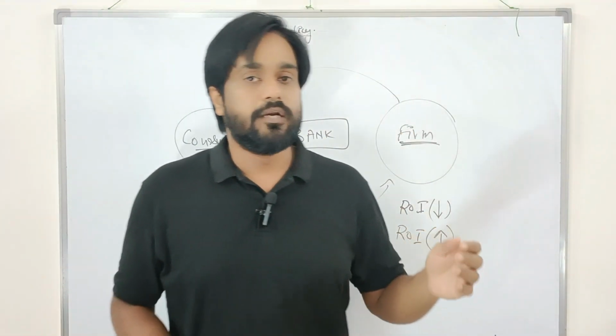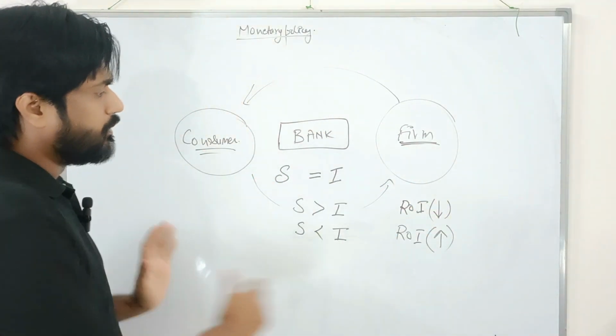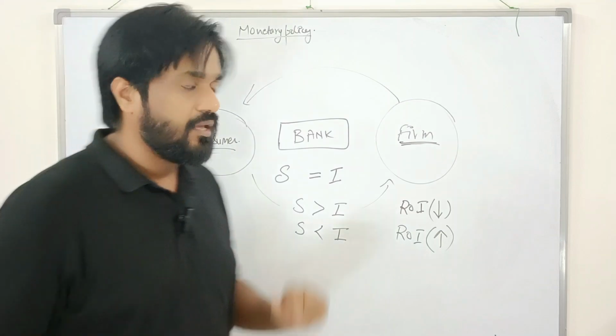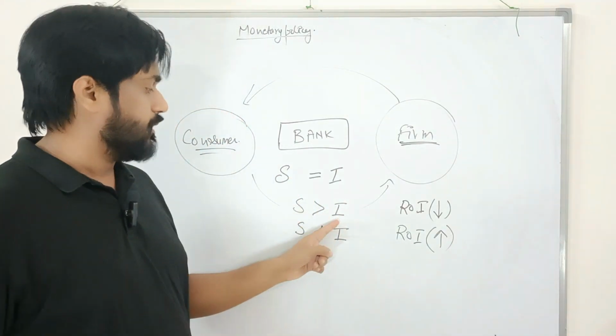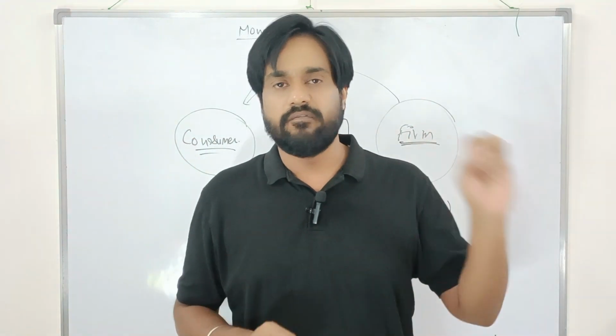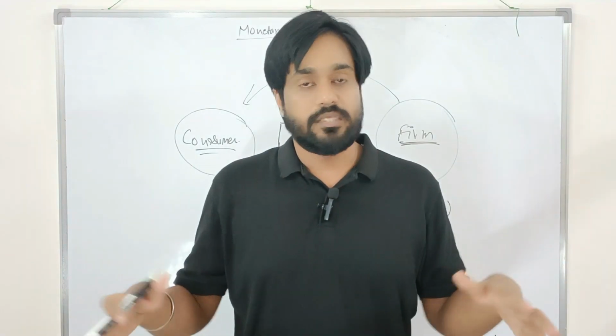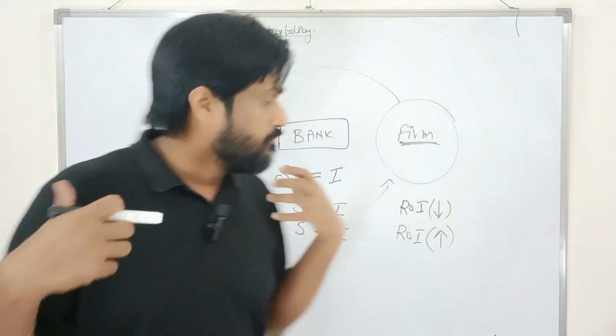And how can monetary policy work in between this? Let me give you an example and explain a little bit about this. If saving is greater than investment, just think about it, the total amount of saving is greater than investment. So what does the RBI do? Banks have a lot of money because there is a lot of saving in the bank accounts. So what does the RBI do?